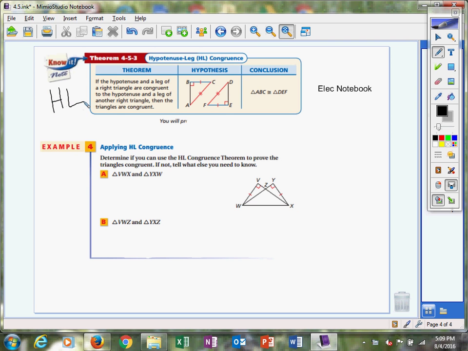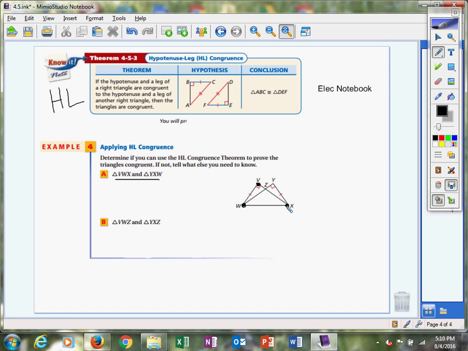You don't really have to do a lot of writing for that one when you're proving. So we're going to see in letters A and B if we can actually use HL or not to prove the triangles are congruent. So let's look at the first set here. We've got VWX, and this is a pretty big triangle here, okay?